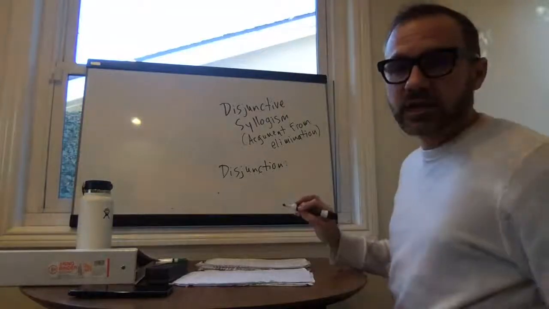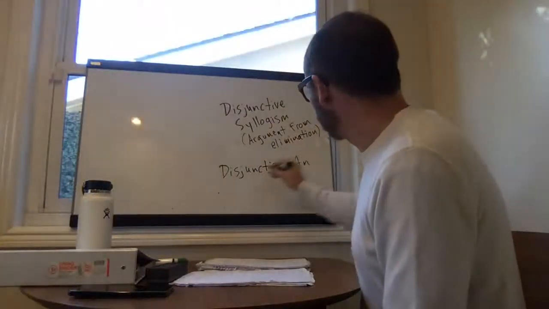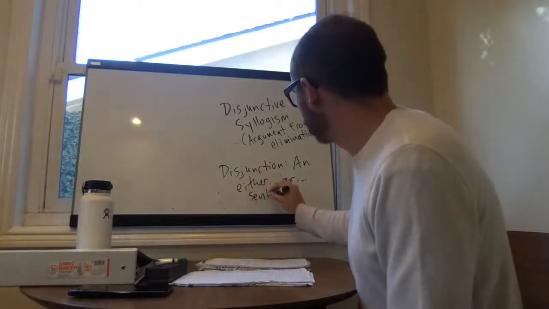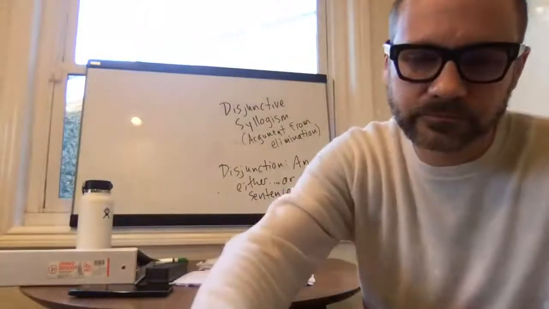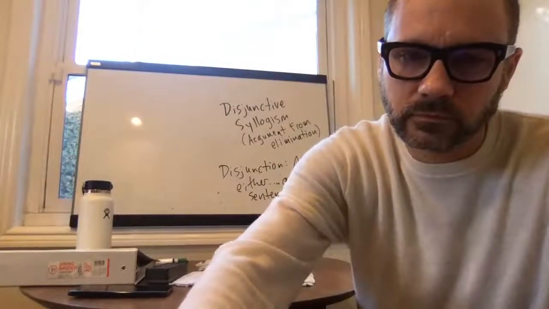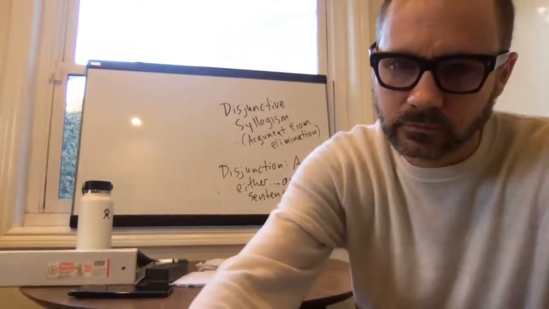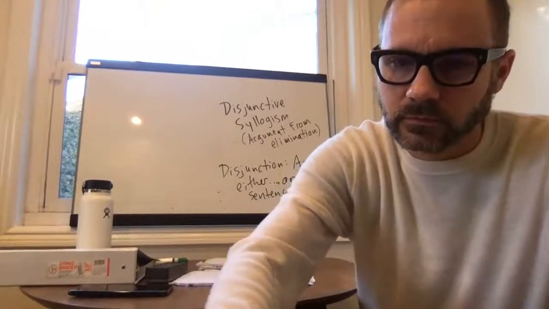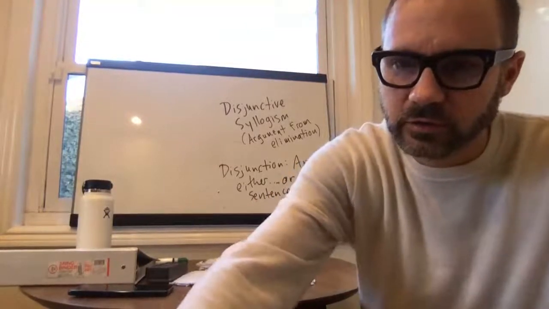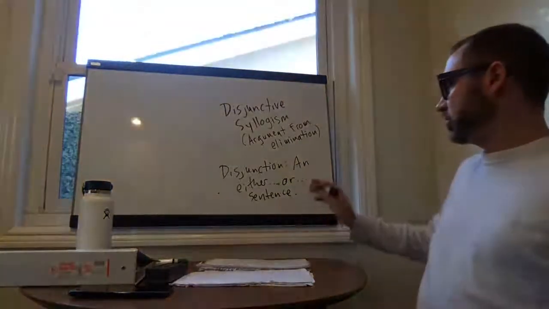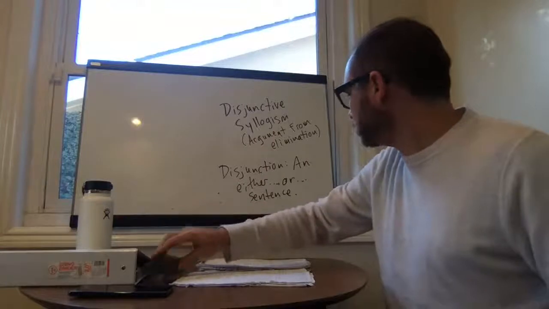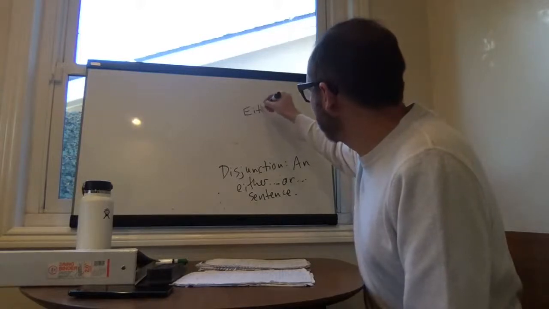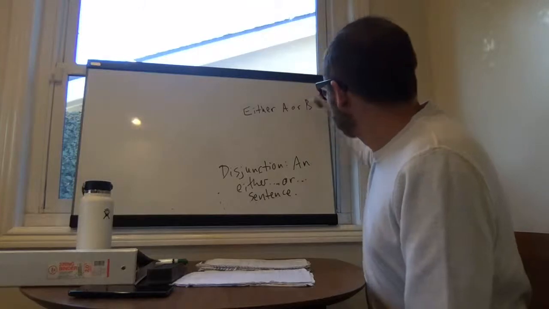What is a disjunction? It's an either-or sentence. I'll put that in the chat as well. Disjunction, an either-or sentence. And the form of a disjunction is this type of sentence. So the way that a disjunction looks on the page is this, either A or B.